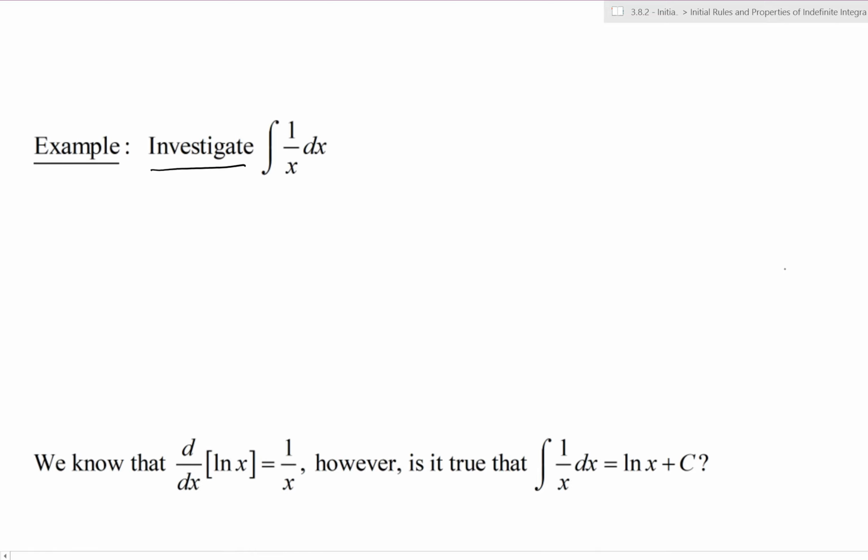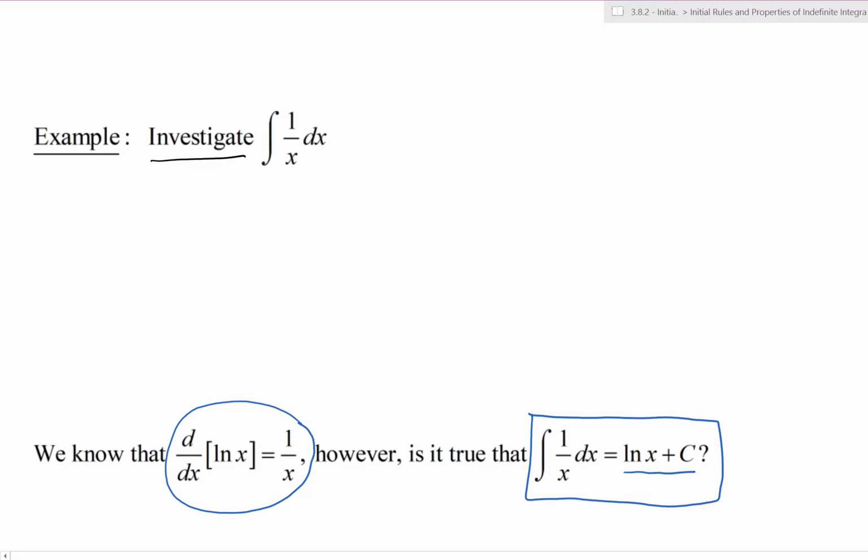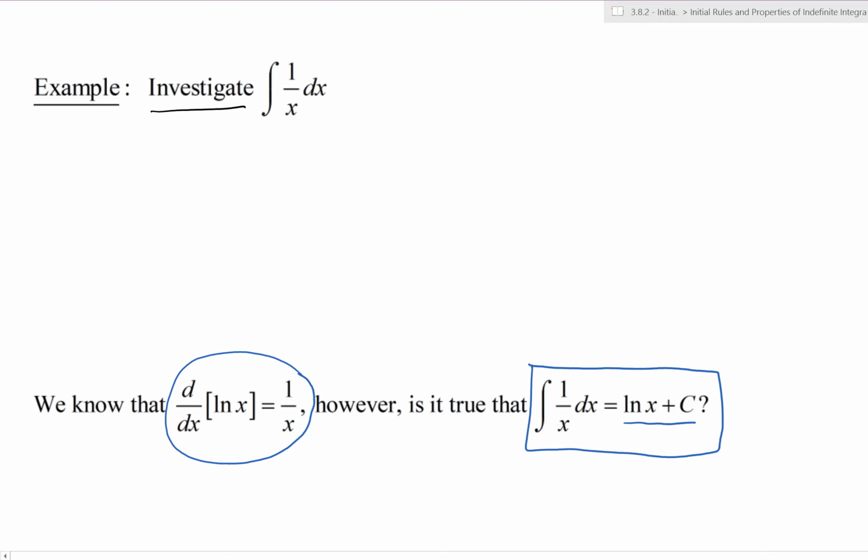Okay, so we know something, right? From our derivatives knowledge, we know the derivative of the natural log of x function is equal to 1 over x. So one might think, is it true that this indefinite integral that we're looking for, the integral of 1 over x with respect to x, is the natural log of x plus a constant? Sometimes that would seem intuitive to start with. However, as we're going to see, that is not true.